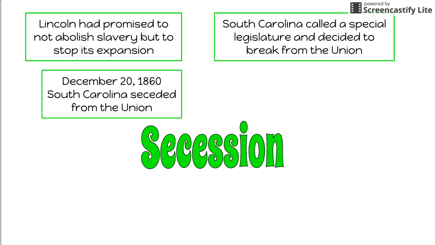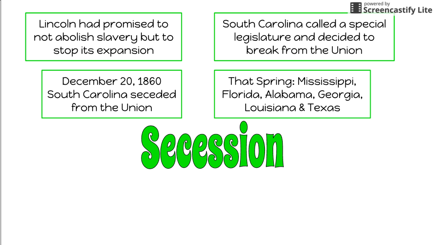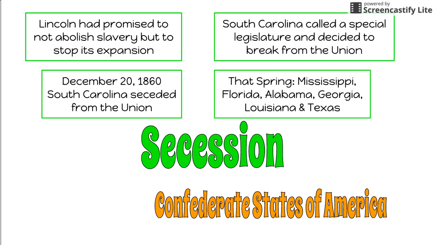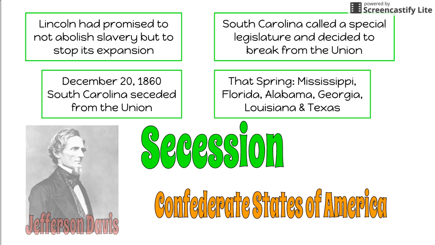And later on that spring, Mississippi, Florida, Alabama, Georgia, Louisiana, and Texas follow suit, and they break away as well, forming the Confederate States of America, or the Confederacy, and they elect Jefferson Davis as their president. And so now, formally, right, we have this division in the United States, which is no longer the United States, because now we have this separate union, the Confederate States of America.